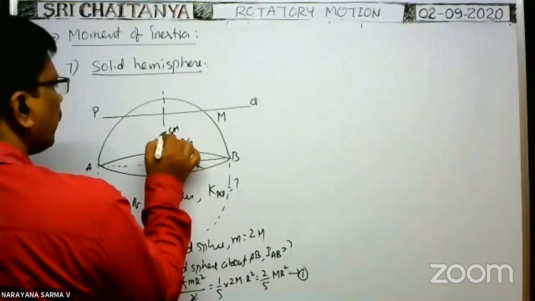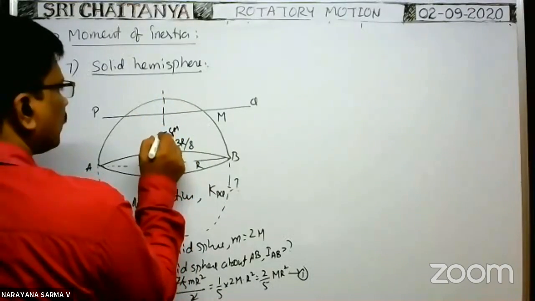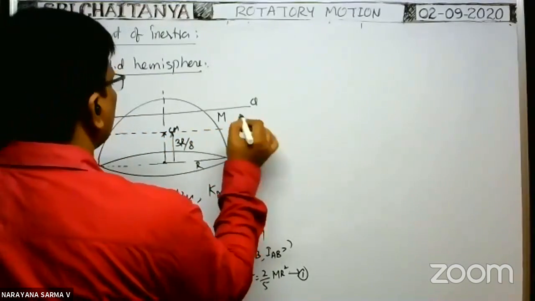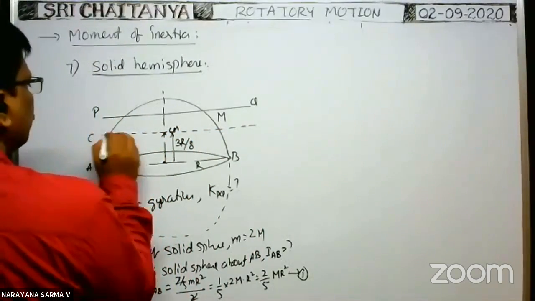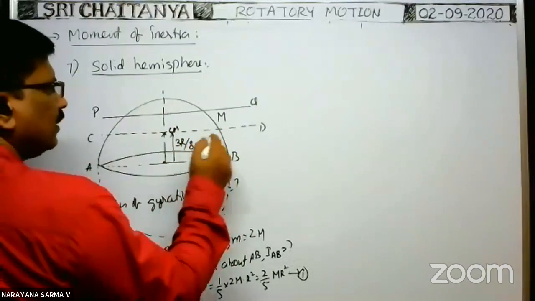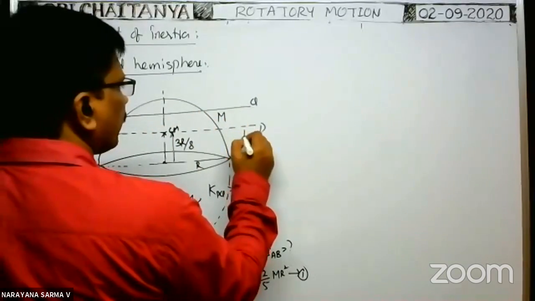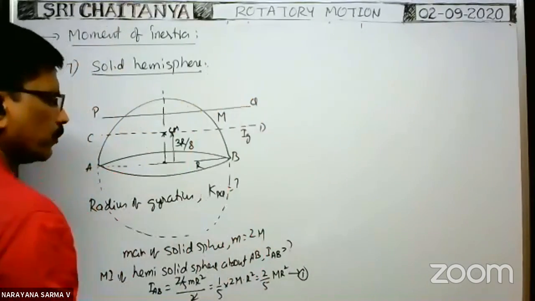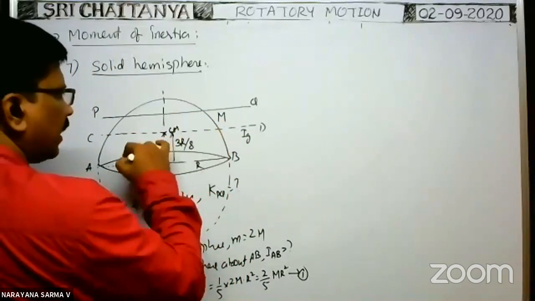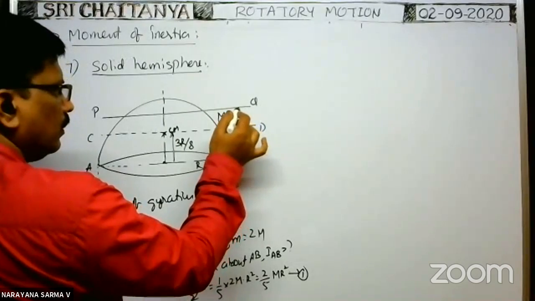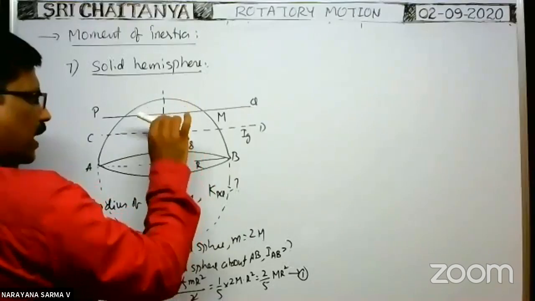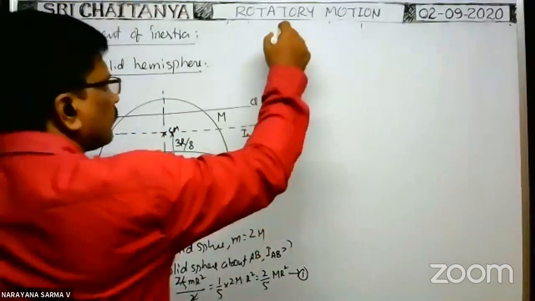So if you know the moment of inertia of this hemi-solid sphere about the axis passing through the center of mass, parallel to this axis, this is CD. So this is the axis passing through the center of mass and parallel to the given axis. If we know the moment of inertia about this axis, then we can find IPQ. Our aim is to find the moment of inertia of this hemi-solid sphere about this axis. For that we need the moment of inertia about the parallel axis passing through the center of mass. That means we need ICD.